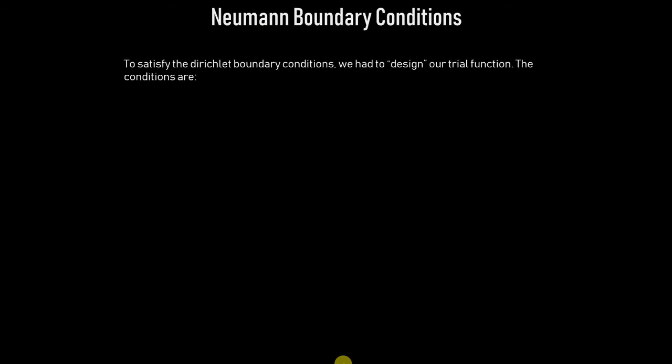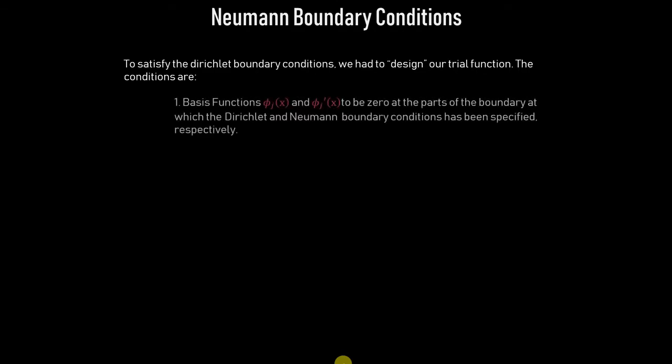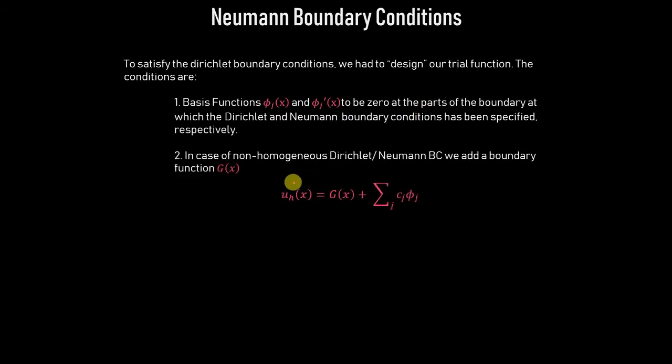Okay, now just to summarize, we had to satisfy the Dirichlet boundary condition earlier, the Dirichlet or Neumann, and we had to design our trial functions. Okay, that's what we have discussed earlier. We constructed our trial solution something like this, and now we need not do that.